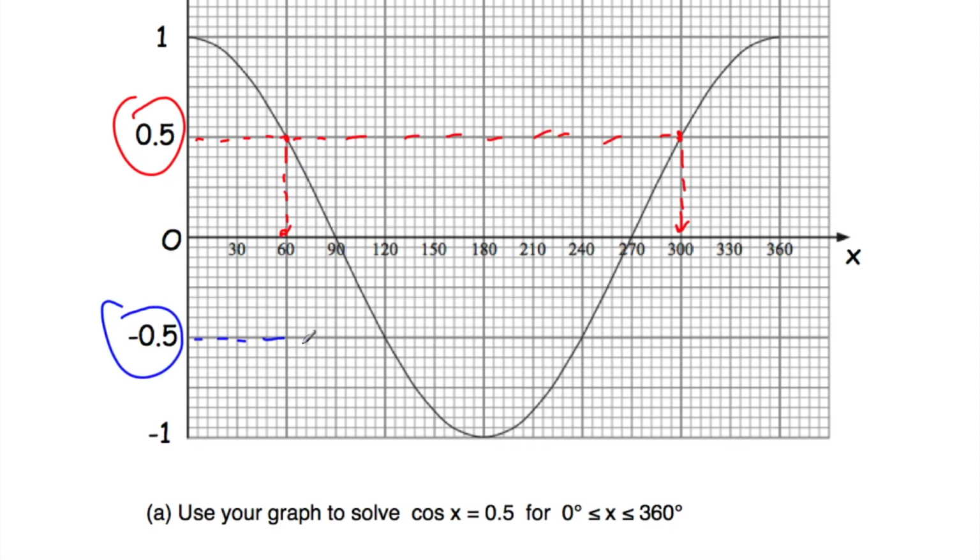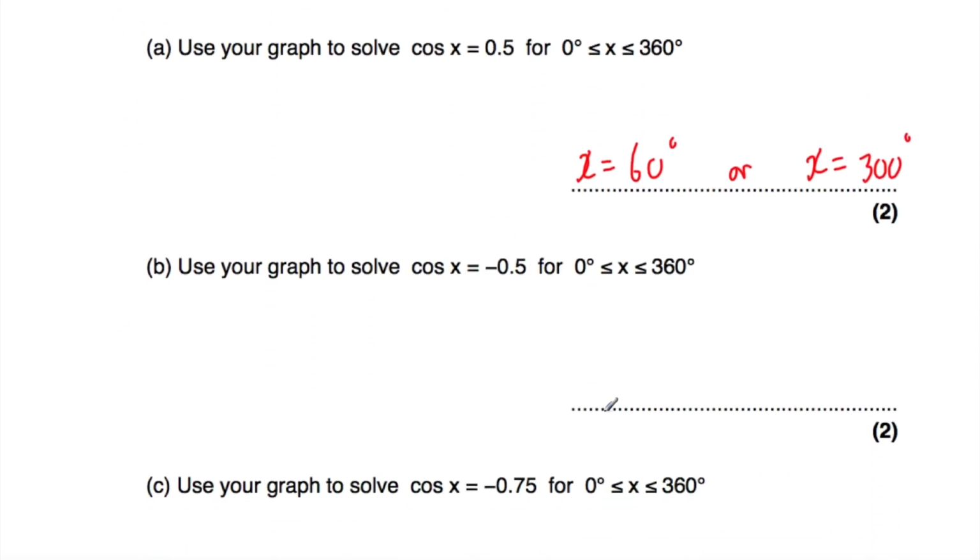So if we go along, there's one angle, which is equal to 120 degrees. So whenever x is equal to 120 degrees, if you do the cos of 120 degrees, you'll get minus 0.5. Or if we go along, we can find another angle, and that's equal to 240 degrees. So that means that between 0 and 360 degrees, there's two angles that if you work out the cosine of them, you get an answer of minus 0.5. And they're 120 degrees and 240 degrees. So let's write that down. We've been asked to solve this equation, and our answer would be x is equal to 120 degrees, or x is equal to 240 degrees. So there are two possible solutions.